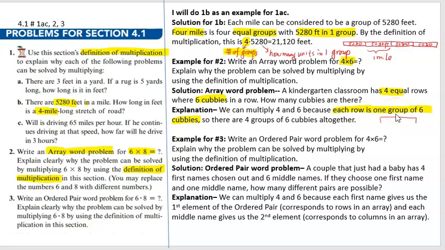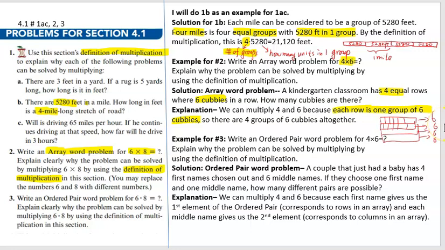So you have 1, 2, 3, 4, 5, 6, and then you have 4 rows. So that's a group, and then you have the second. Sorry, the drawing is not really good. So that's the second, and the third, and the fourth. So each row has 6, 6, 6. So you have 4 sixes.